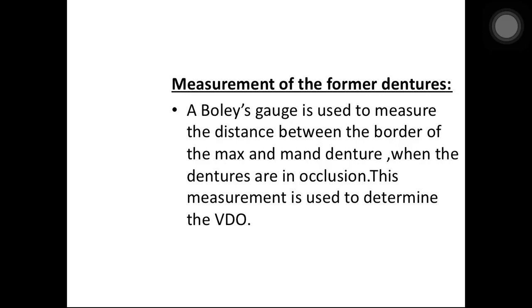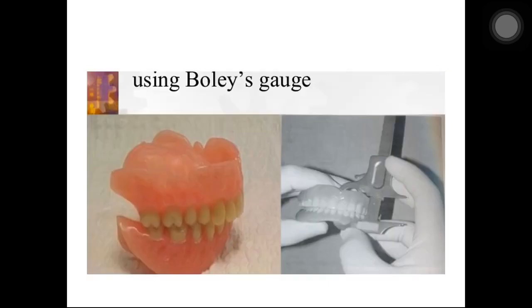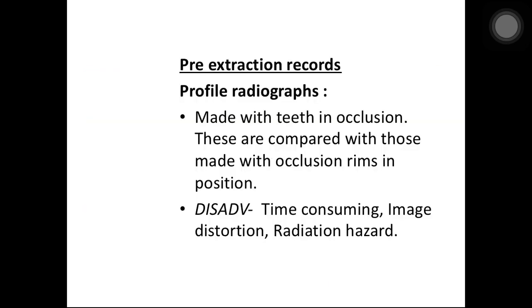If the previous dentures are available to you and the patient tries them in the mouth and the vertical dimension appears adequate to you, then the dentures are taken out and the Boley's gauge is used to measure the distance between the border of the maxillary and mandibular denture when the dentures are in occlusion. This measurement is used to determine the vertical dimension of occlusion. This is how this procedure is done.